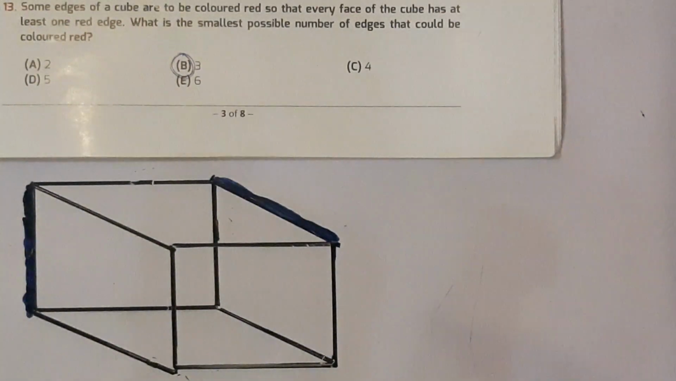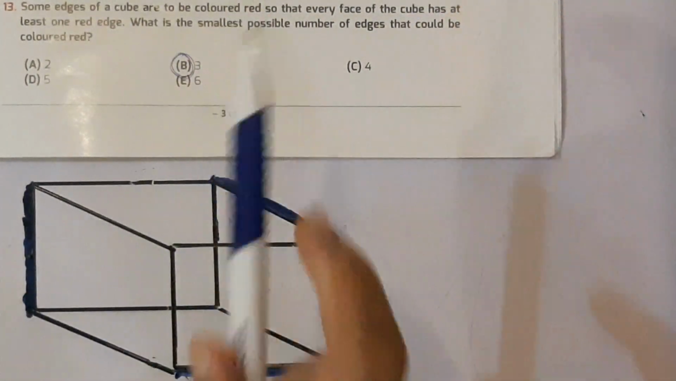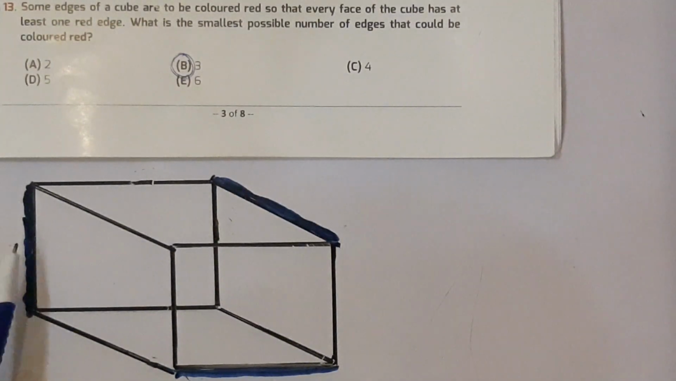So we will probably color this edge, because we can see it from here, and if we tilt this cube, we can see it also from the lower side. We can see this edge from here and here. It means that our question is solved and the answer is B part, 3, because we have colored 3 edges.